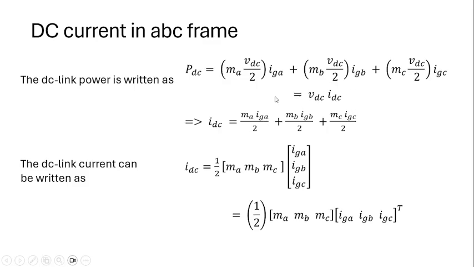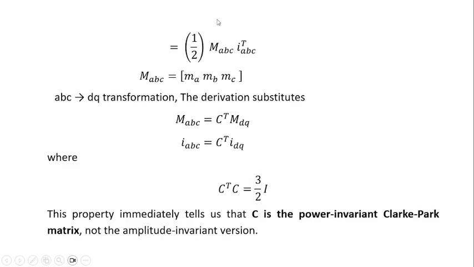IDC is equal to, you can write it as, MA IGA plus MB IGB plus MC IGC. So here we are cancelling the VDC component on either side. So we can write this in matrix form like this, and M and I are column vectors, you can say. MABC is equal to MA MB MC. For the ABC to DQ transformation, the derivation substitutes MABC is equal to C transpose MDQ, and IABC is C transpose IDQ.